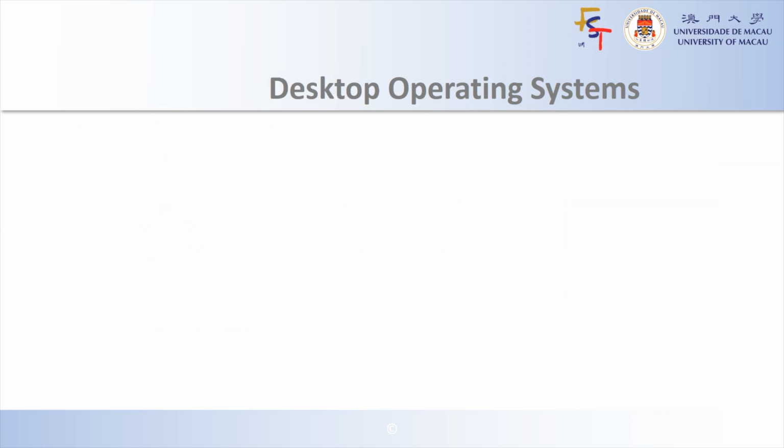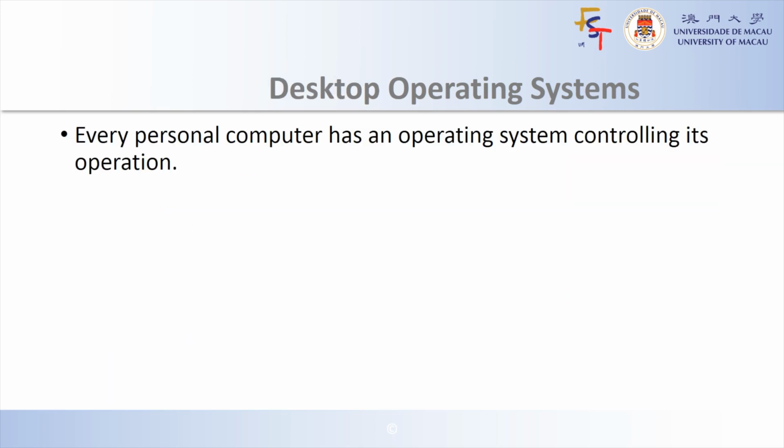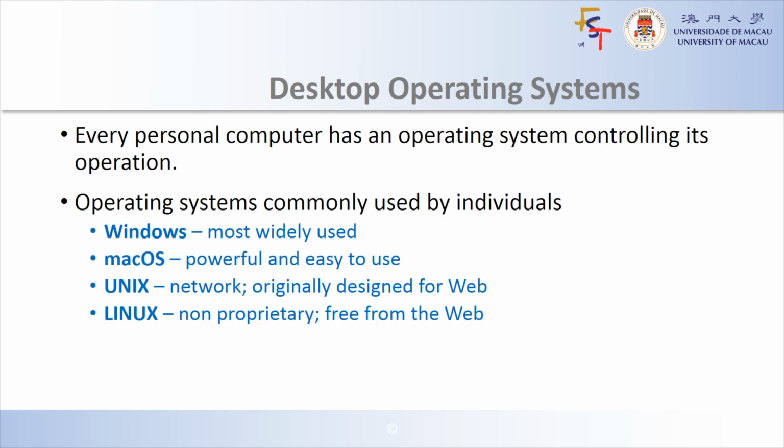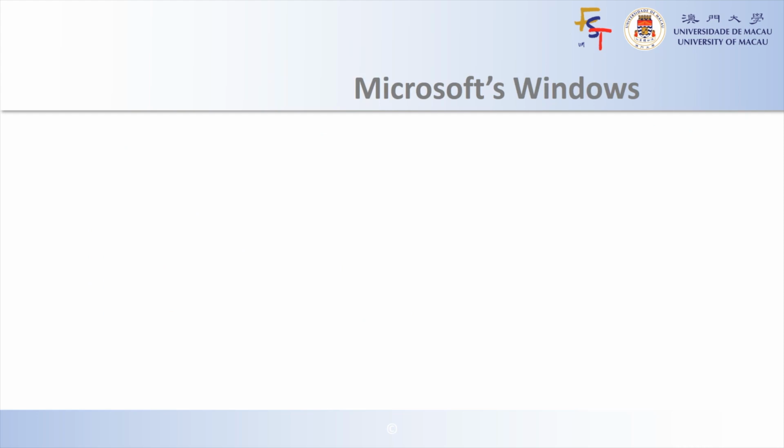Desktop operating systems. Every personal computer has an operating system controlling its operations. Operating systems commonly used by individuals are Windows, Mac OS, Unix, and Linux. Let's talk about that in more detail.